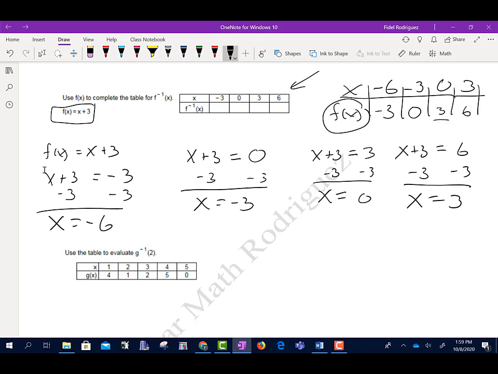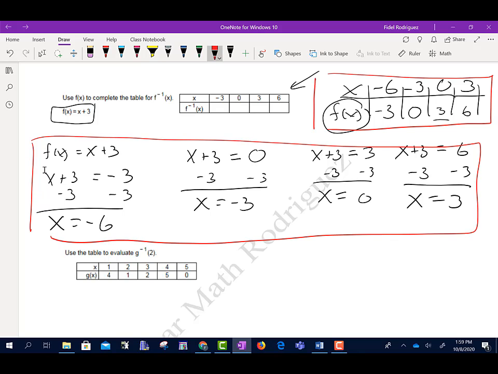And now, if I know what this table looks like, right, because we just figured out those values, then I know what this table is going to look like. So look, the -3, 0, 3, and 6 are my domain. So the -6, -3, 0, and 3 will be my range. Okay.